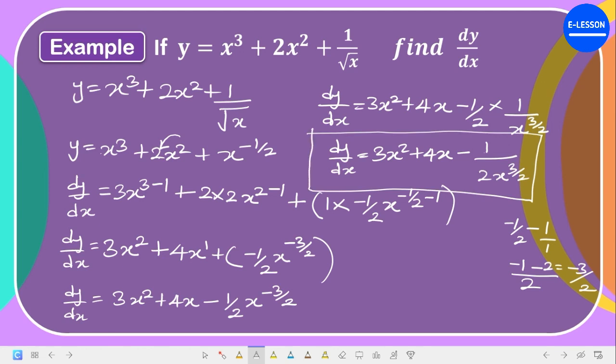Okay, that's the final answer to this question. You may want to erase this so that the answer will be visible. This is the final answer to this question. Let's continue to other questions.